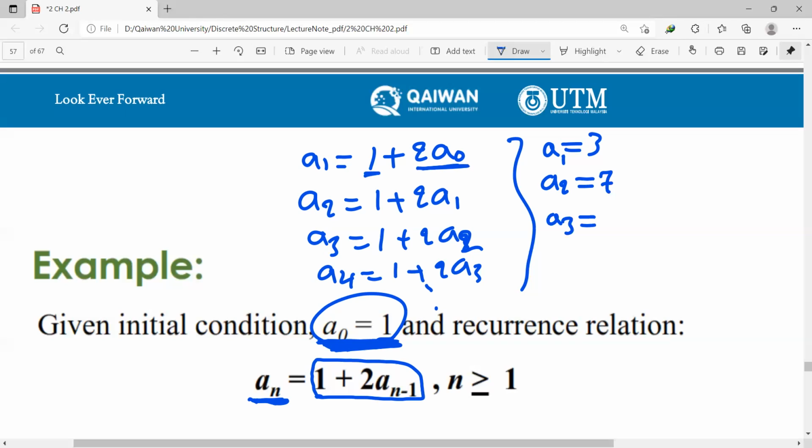Here we have given A0 to find A1. We say it is 1 plus 2 times A0. A0 is 1, so 2 times 1 is 2, plus 1 is 3. Now we found A1 is 3. 2 times 3 is 6, plus 1 is 7. How about A3? It is 2 times A2. We found A2 is 7. 2 times 7 is 14, plus 1 is 15. A4 equals 2 times A3. We found A3 is 15. 2 times 15 is 30, plus 1 is 31.